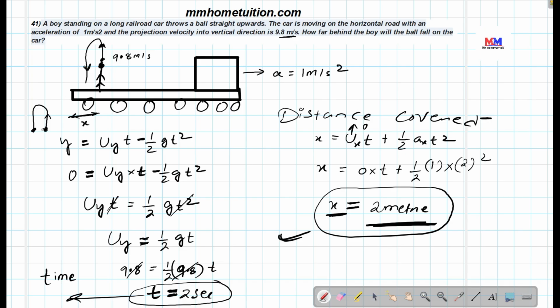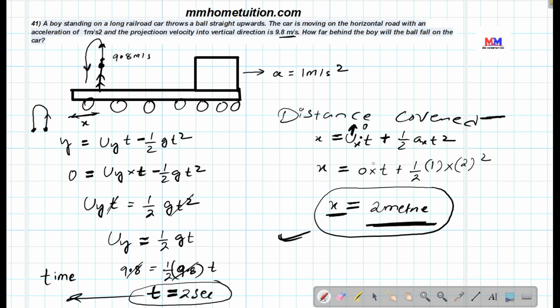So from this position to this position, time equals 2 seconds. That is the time. And within this time, what is the distance covered? Distance covered equals ux into t plus half ax into t square.